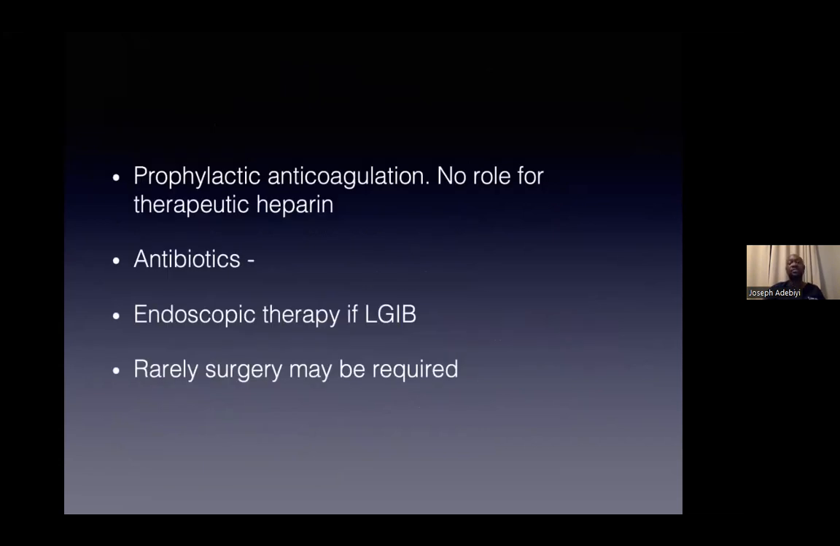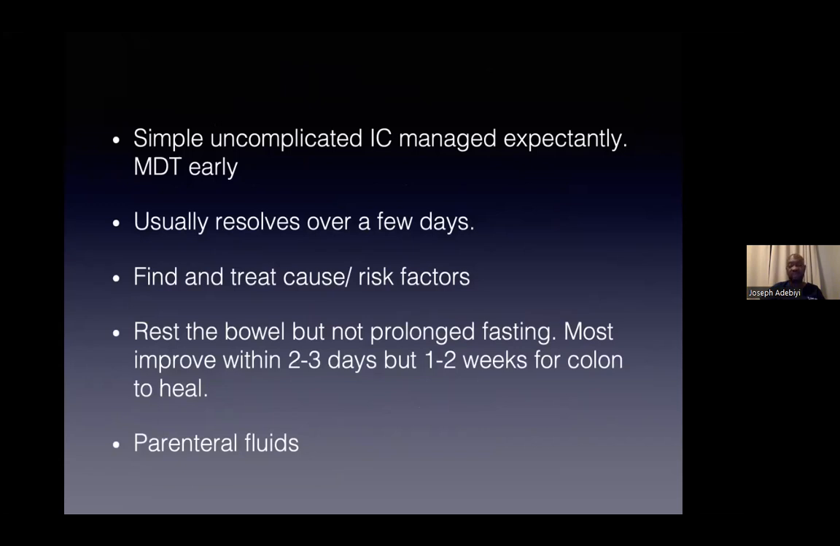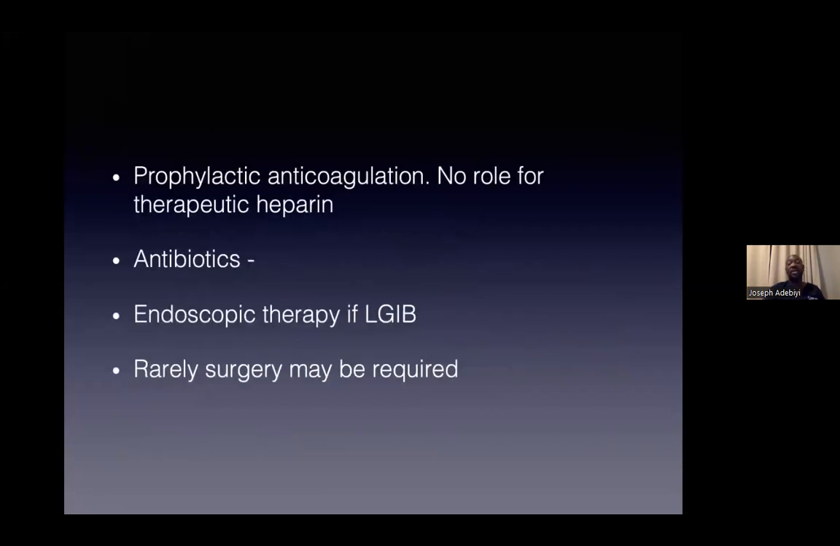it progresses or they have more severe cases, then you may need to manage the patient as an inpatient, and sometimes you may need to fast the patient for a few days, just to rest the bowel for a couple of days and give them parenteral fluids, and then you may give them prophylactic anticoagulation and antibiotics, which I'll talk about later. And then if they have lower GI bleed, you may need to intervene endoscopically. Rarely, some of those patients may require surgery with colectomy.